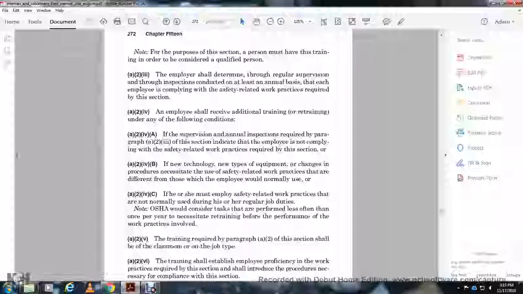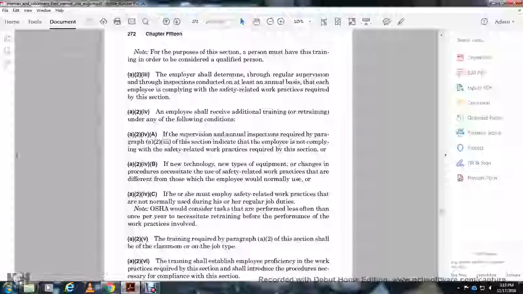2. No, for the purpose of this section, a person must have the training in order to be considered a qualified person. A23, the employer should determine through regular supervision and through inspections conducted on at least an annual basis that each of the employees is complying with the safety-related work practices required by this section. A25, the employee should receive additional training on any of the following conditions.